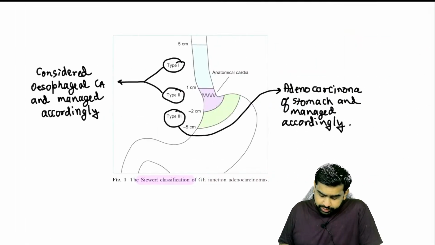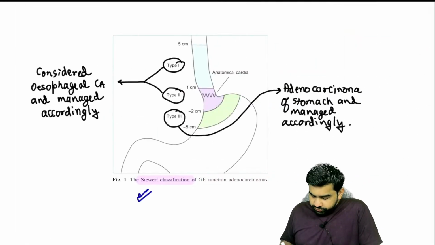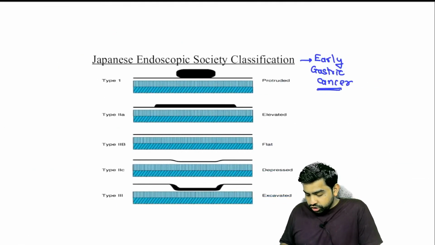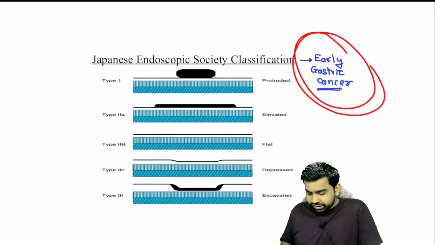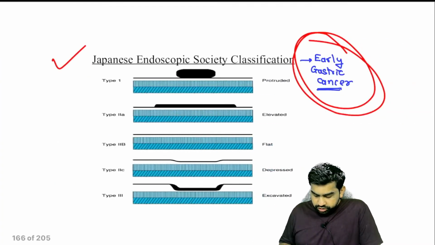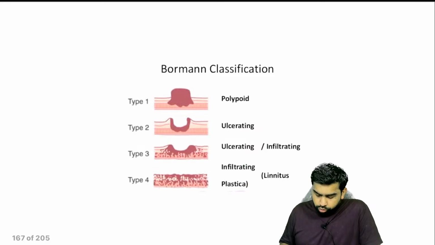One is basically your Japanese Stewart classification. The Stewart classification, again, not that important. This is a Japanese classification, which is basically for your early gastric cancers. So just at least remember the names. What are the names? First is the Stewart classification. Second one is the Japanese classification. The third one is the Borman's classification.